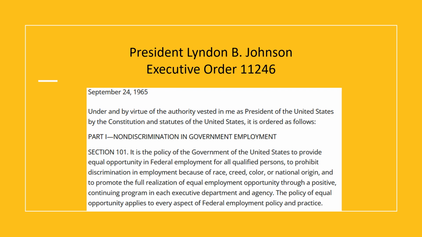As the chief executive, the president oversees the federal government. He says it is the policy of the government of the U.S. to provide equal opportunity in federal employment. He's head of the executive branch. The executive branch is the branch that employs several thousand people to enforce federal law. And here we're going to focus on prohibiting discrimination in employment because of race, creed, color, or national origin, and focus on a positive continuing program in each executive department and agency which the president oversees.